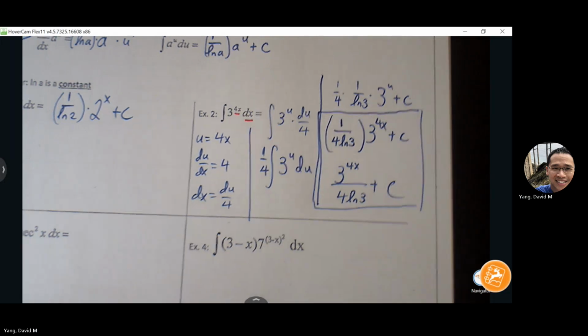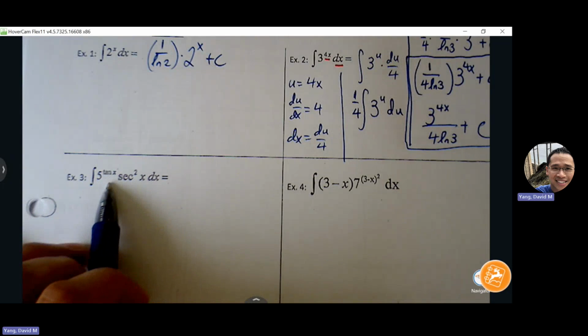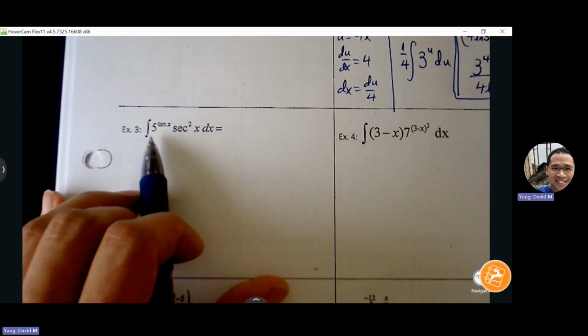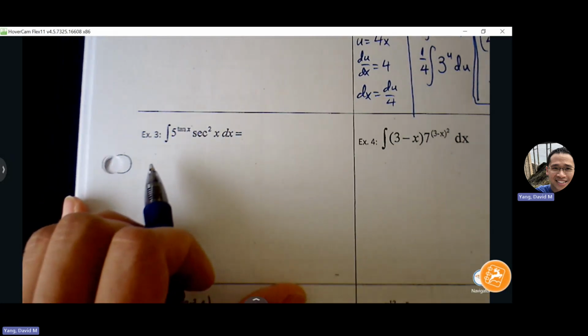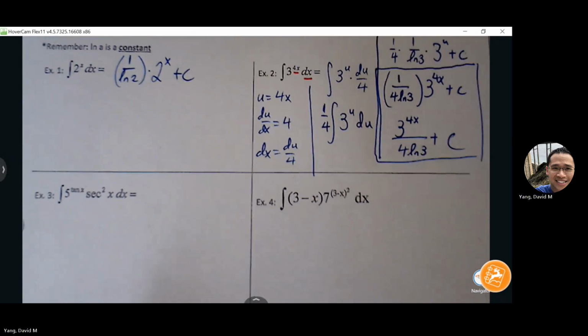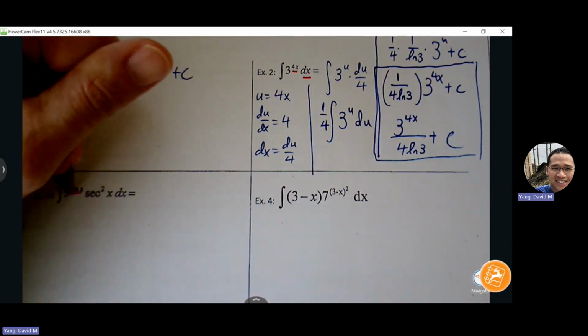Okay. Next up. 5 to the tangent of x, secant squared x. This is also an exponential function. You've got that base 5 raised to the tangent x. This is too complicated for any one rule to manage. So we know it's got to be u substitution. What's going to be our u value here? Tangent x. Yeah. And that should work out, right?